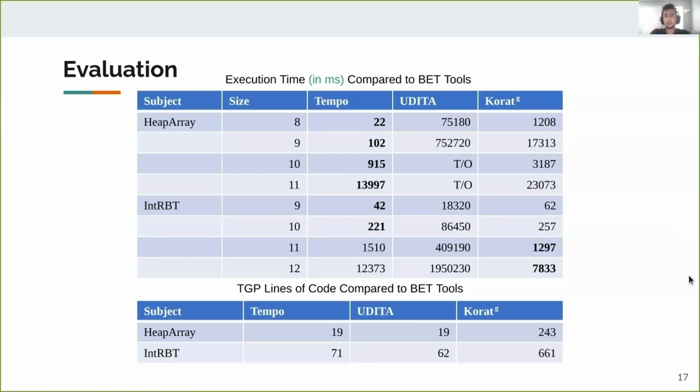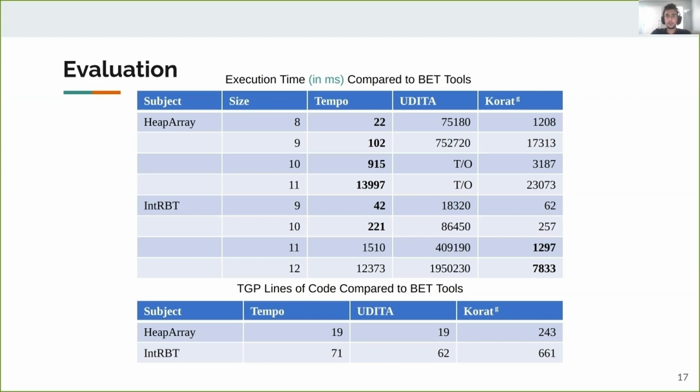We now compare tempo to other existing BET tools, UDITA and CoreAtG. UDITA is the original work on hybrid test generation programs. It uses a custom Java virtual machine to sequentially backtrack through all the calls to choice. CoreAtG is the GPU-based implementation of CoreAt, which generates test inputs from declarative specifications.